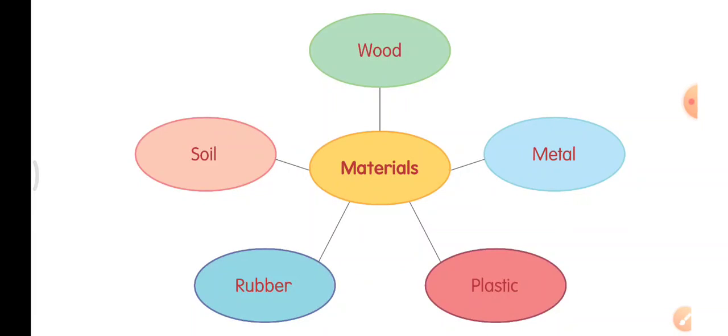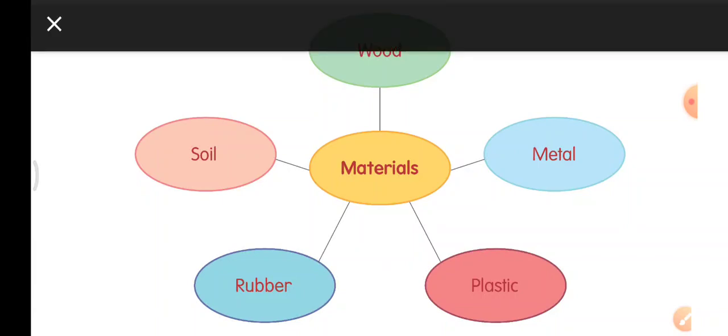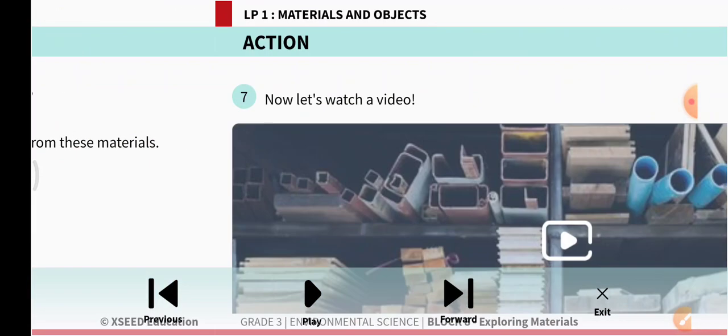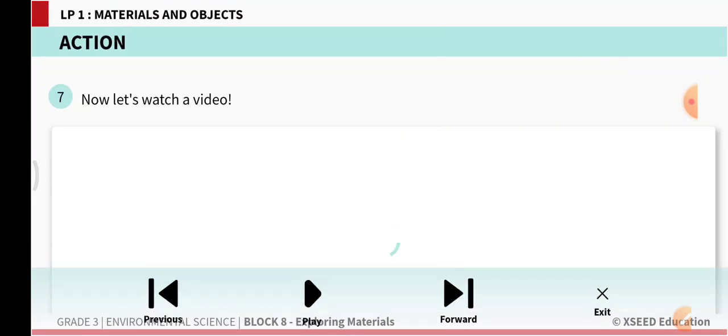Rubber is used as erasers. It is also used in making tires. Rubber is also used in making slippers. With soil, I mean the clay, we have seen the clay pot, right? So neatly draw this word web in your classwork and color it lightly. Now let us watch this video and enjoy.